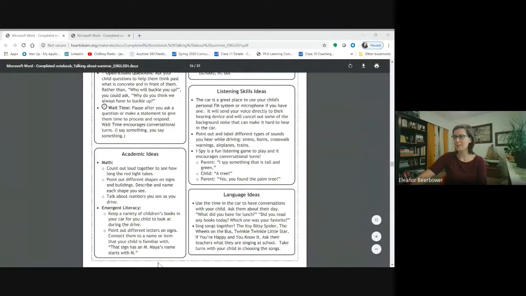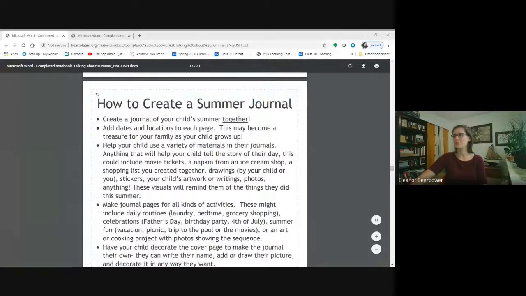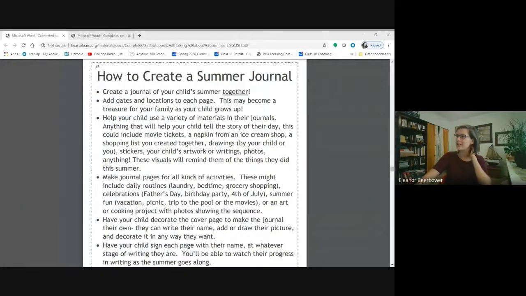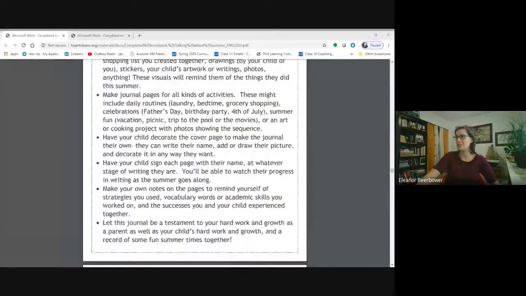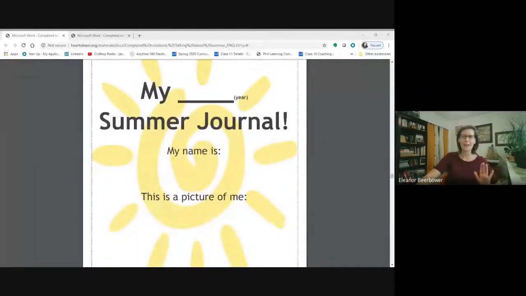The next stop in talking about summer is how to create your summer journal. So this is where you and your child get to take the activities and create a story with it. So this just gives some information about how to include your child in the experience of creating. They're essentially experience stories, creating experience stories of your child's activities. And then you'll see this is the front page, cover page of your child's summer journal.